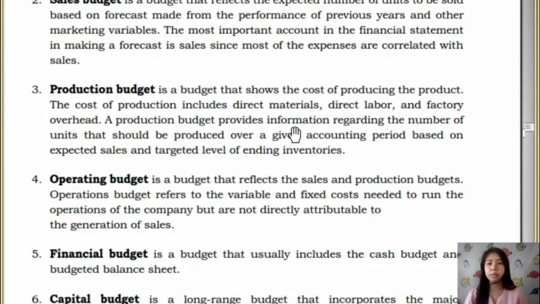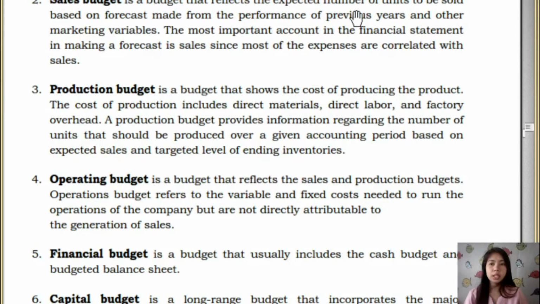And then a production budget provides information regarding number of units that should be produced. Let's say, for example, ang target ni sales for January to March ay binabaan niya ng konti. From last year na 100,000, gagawin lang niya this year na 90,000. So, doon magbe-base si production budget. Ilan ba ang kanyang number of units that should be produced? So, based on sales budget, kailangan may ma-produce daw siya na 90,000 units. So, the units to be produced. Okay? So, connect siya. Magkakadugtong sila. Over a given period of accounting period based on expected sales. Ayun, sinasabi ko nga.